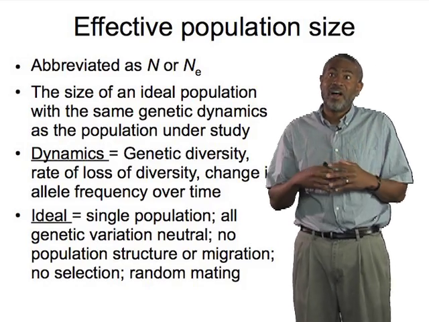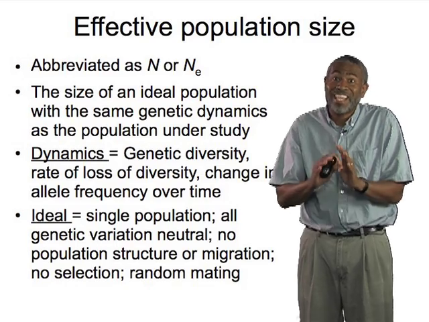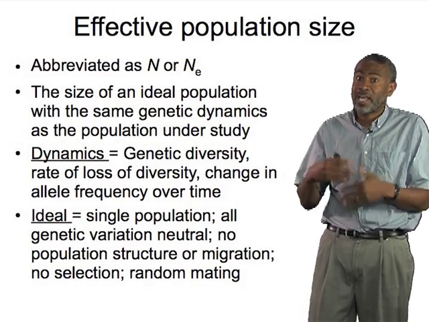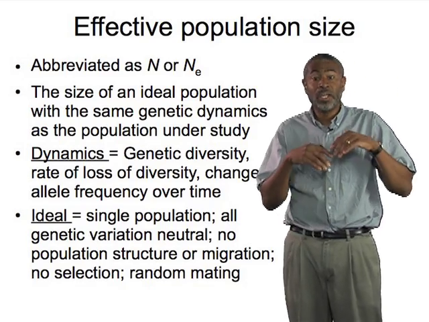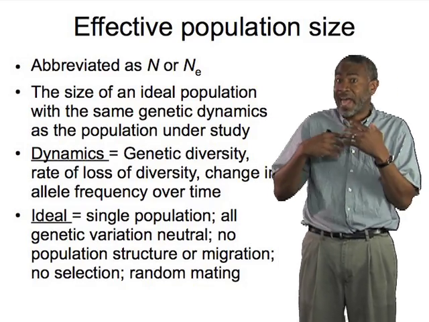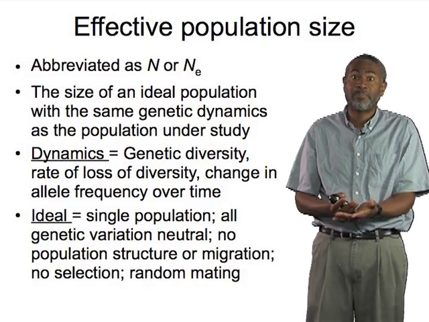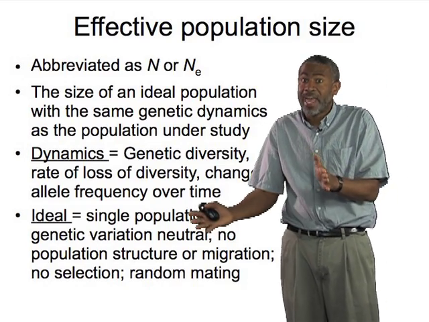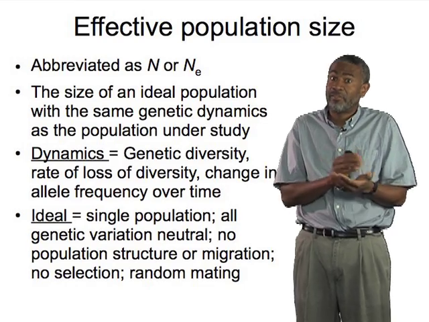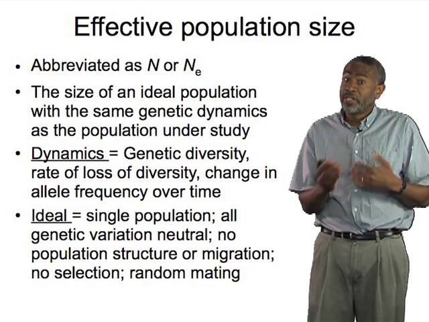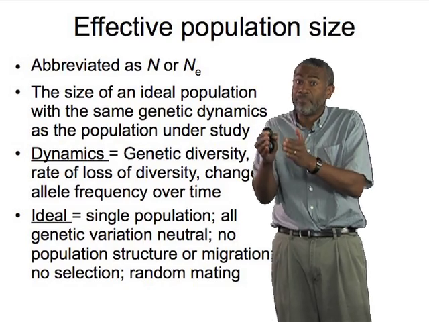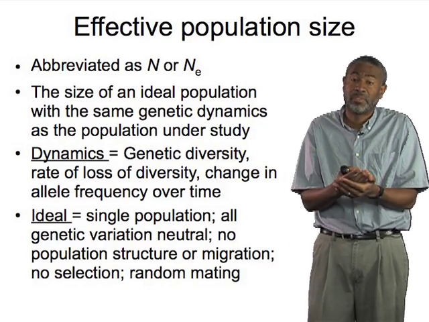It's the size of a very simple population that has the same dynamics as the very complex population that we're studying in nature. So by dynamics, I mean things like how much genetic diversity there is in the population, what's the rate of loss of genetic variation if that population becomes isolated from other populations, or it can be something like the change in the allele frequencies over time of those real populations.